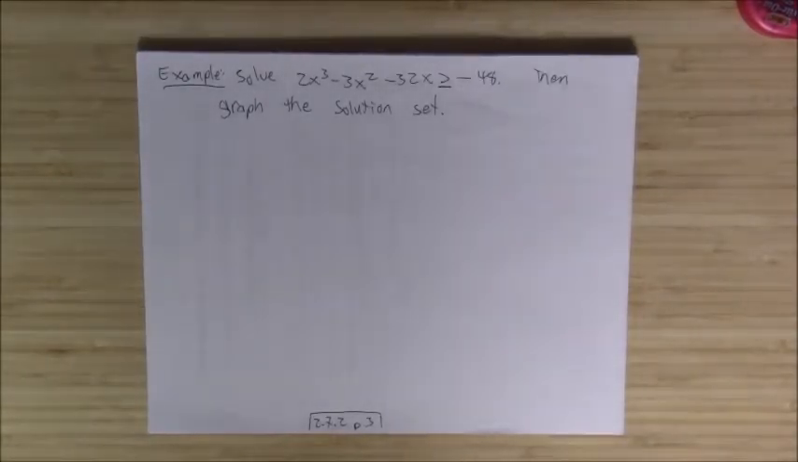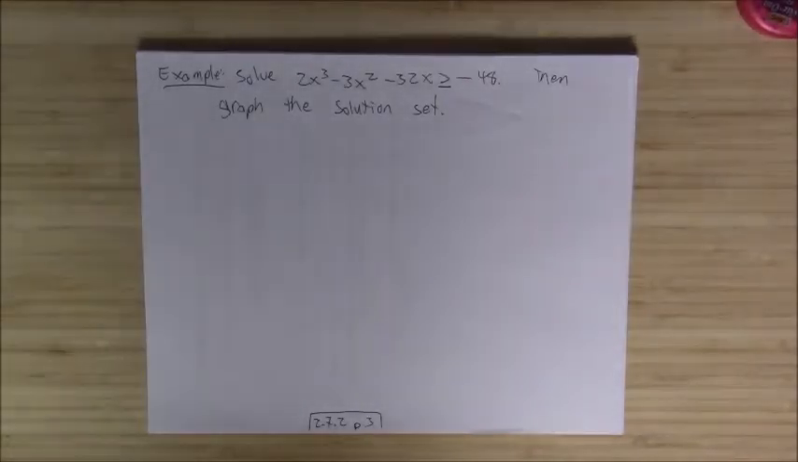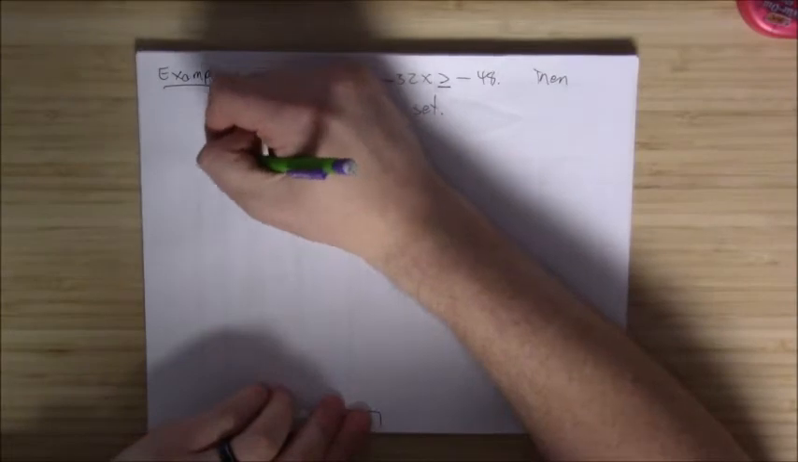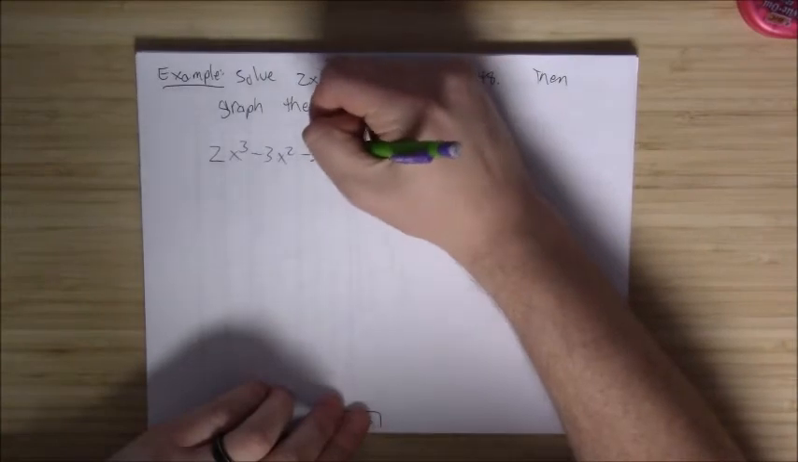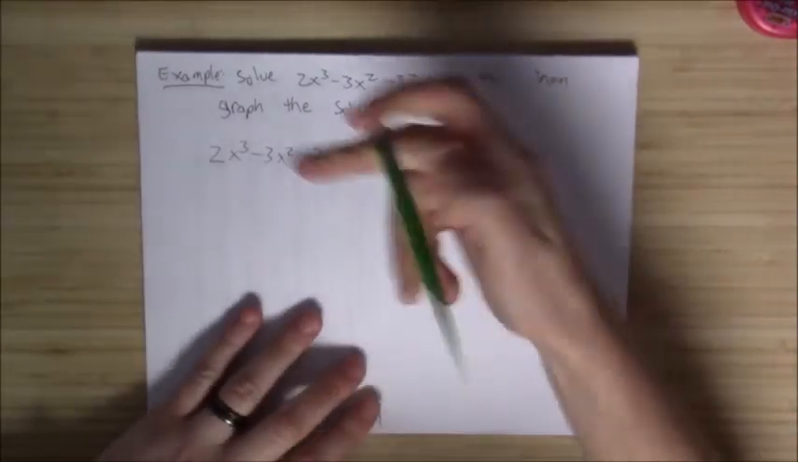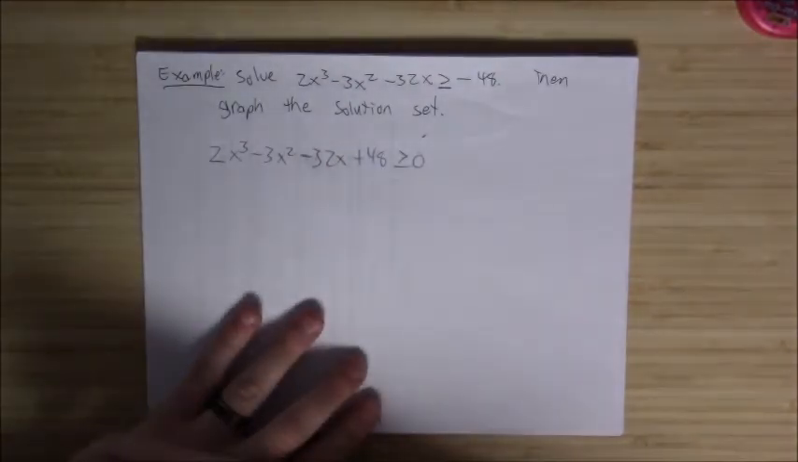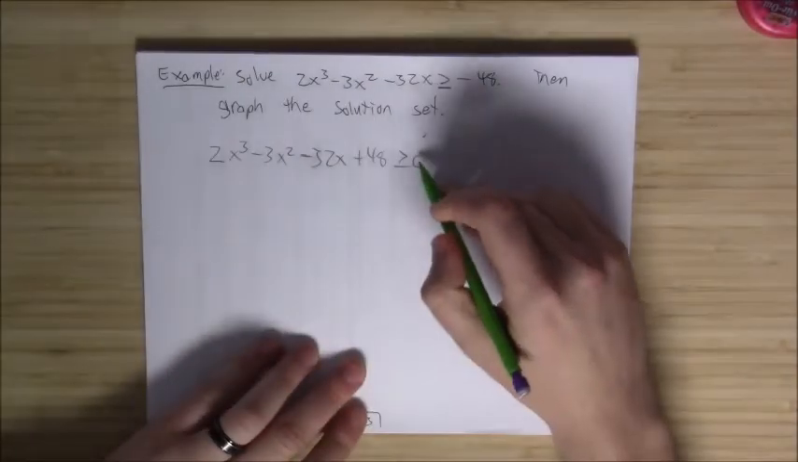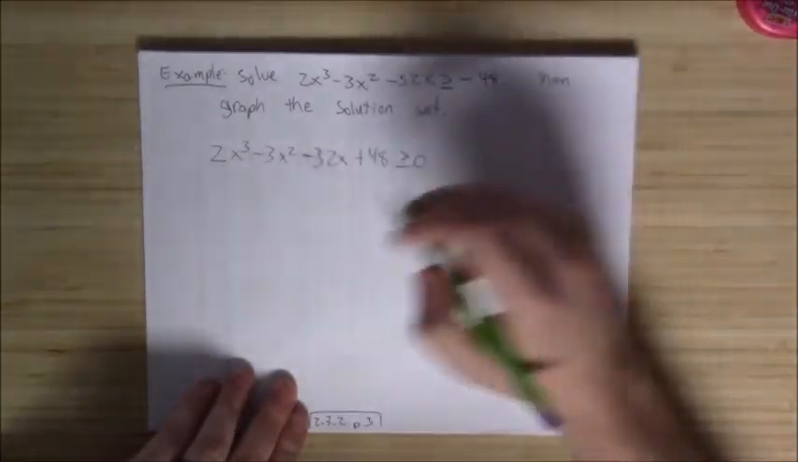Just to make sure we have the hang of this, let's go ahead and work a much more intense example. So let's go ahead and solve this inequality, and then we'll graph the solution set. Alright, so here again, it's the same procedure. Take everything to the other side. Plus 48 greater than or equal to 0. Here we want to go ahead and try to factor this side. Alright, and then once we have that, we need to figure out a way to factor this, right? Here, let's factor it by grouping.